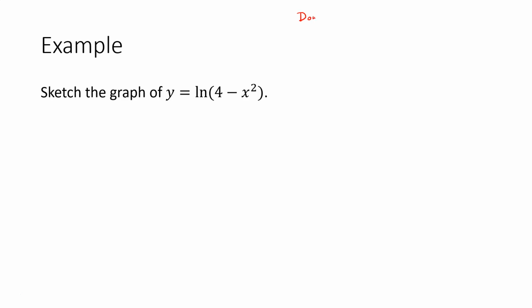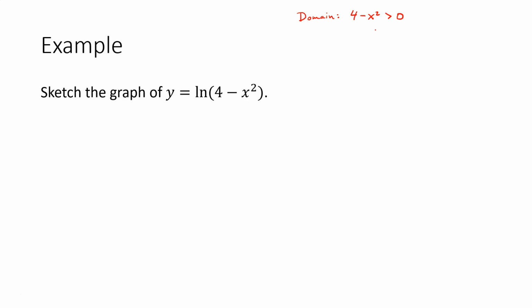Because for any logarithm, remember, it can only take positive values inside. So that would be the first thing, to make sure that our domain only considers values of x such that 4 minus x squared is greater than 0.